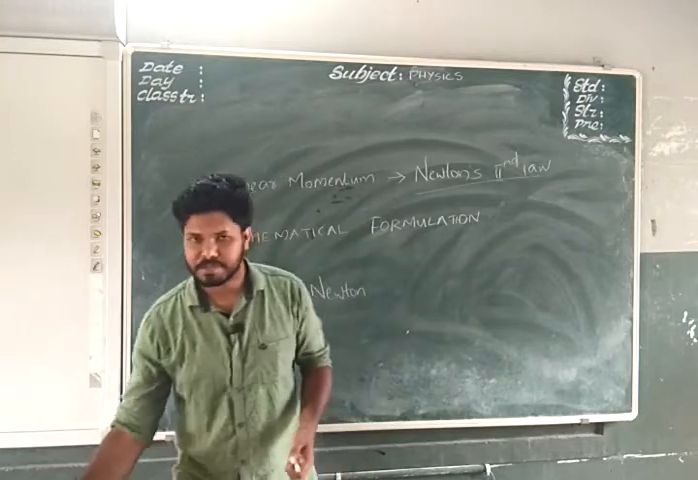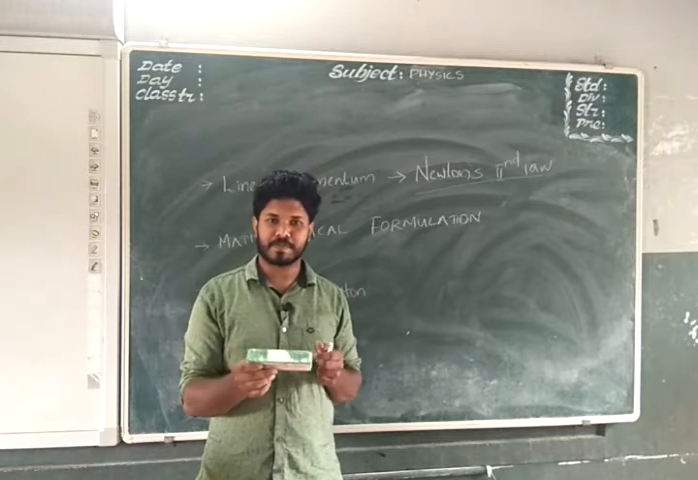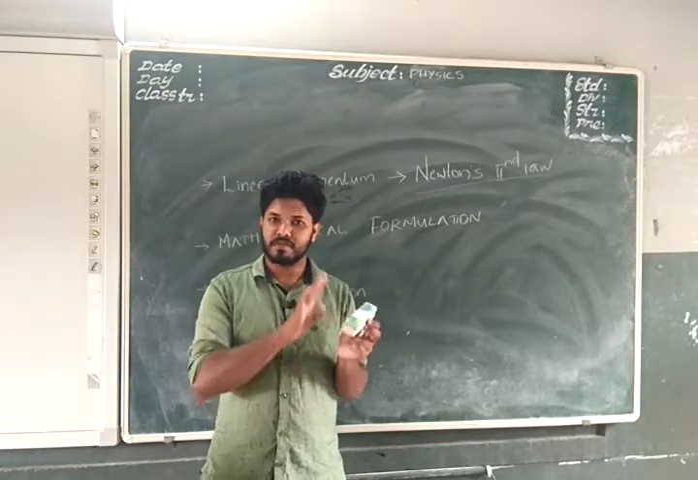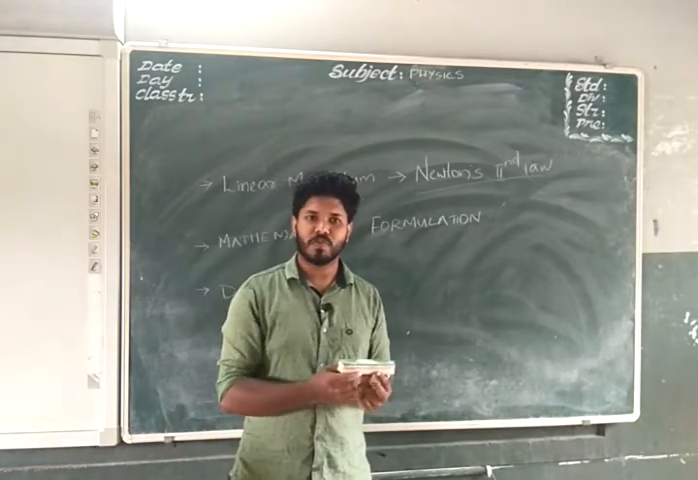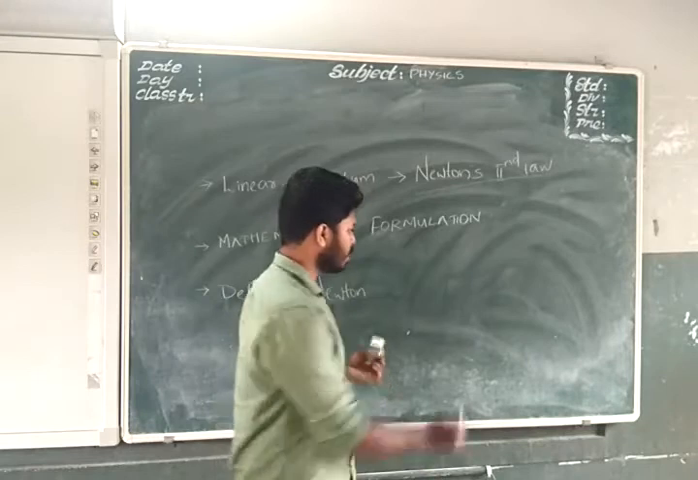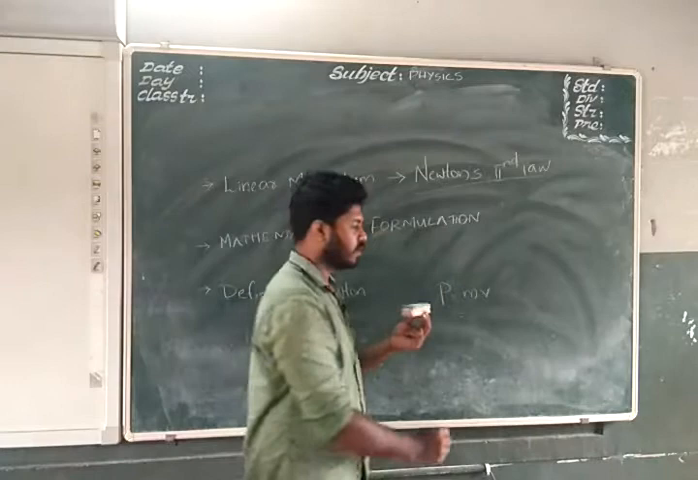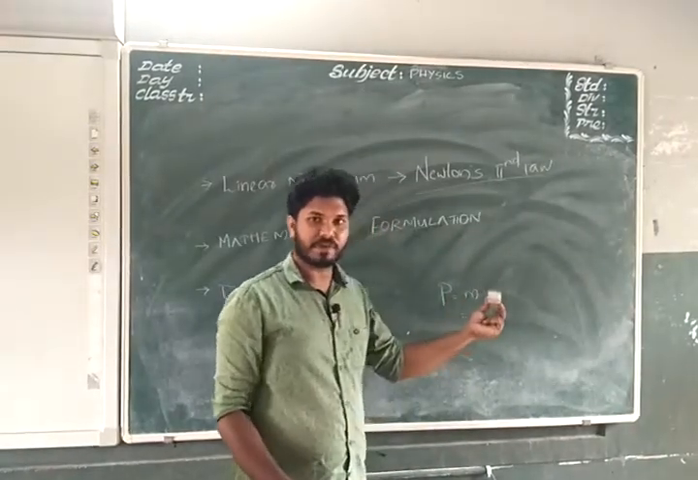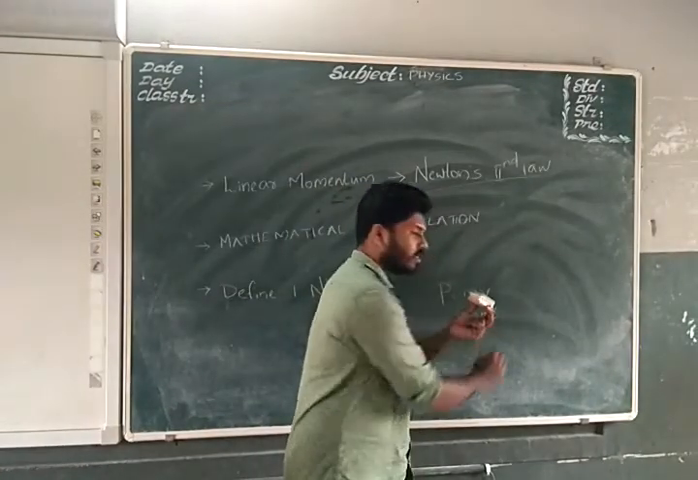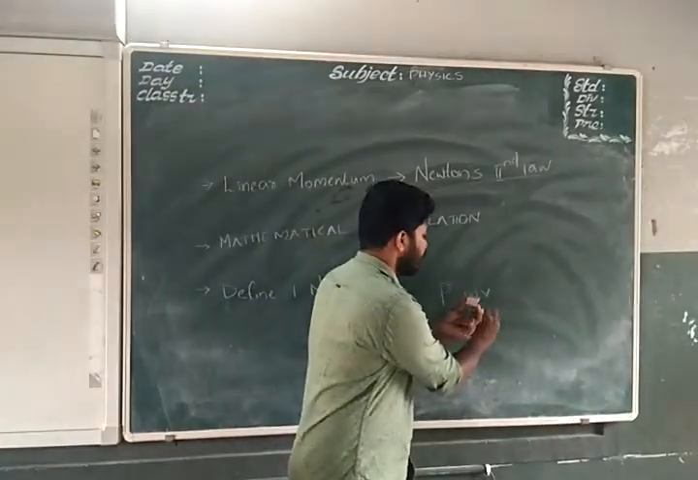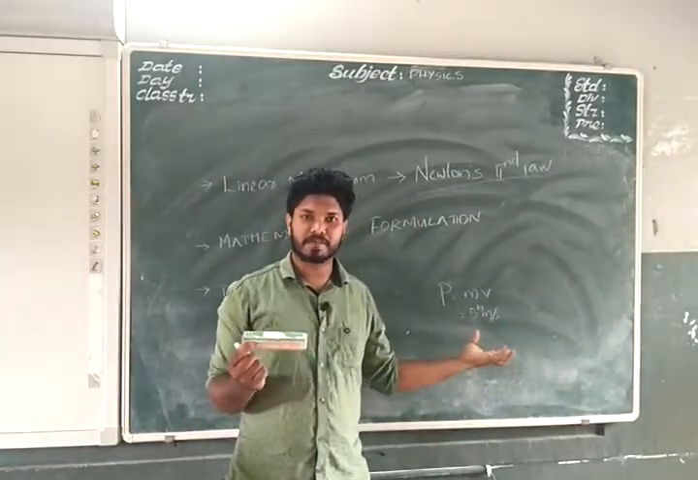See, if I have an object moving with a speed of 5 meters per second, and its mass, let it be 1 kilogram, what will be its linear momentum? We know the equation for linear momentum is P equal to m into v. As the mass is 1 kilogram, 1 into 5 gives 5. So its linear momentum will be 5 meter per second, isn't it? Sorry, 5 kilogram meter per second. The unit of linear momentum is kilogram meter per second.